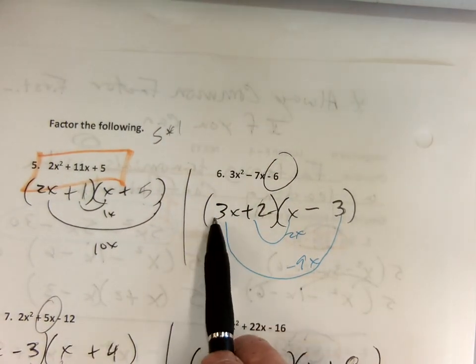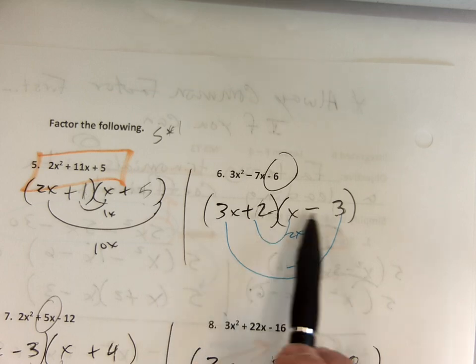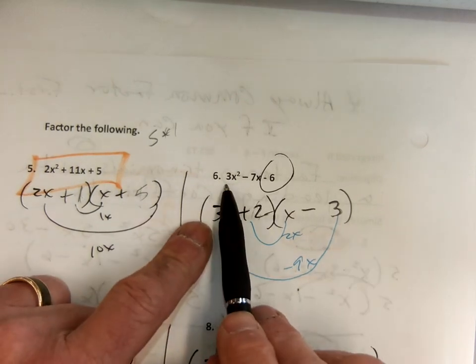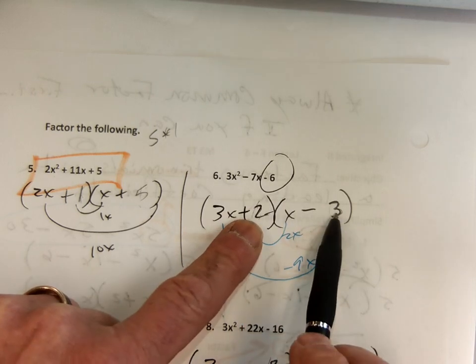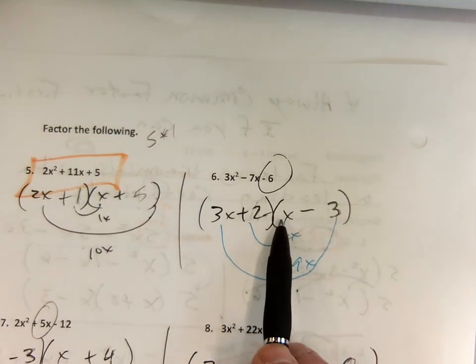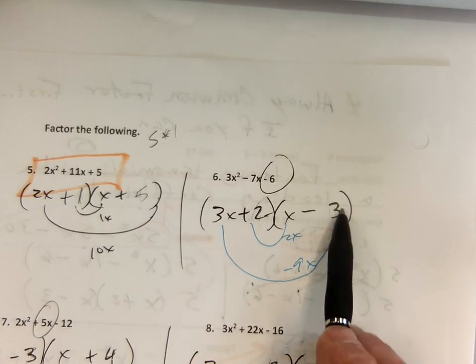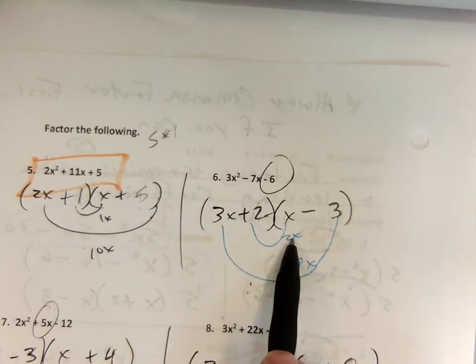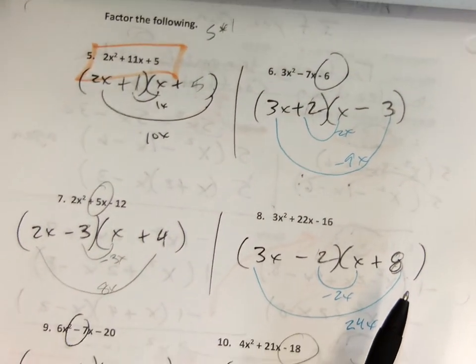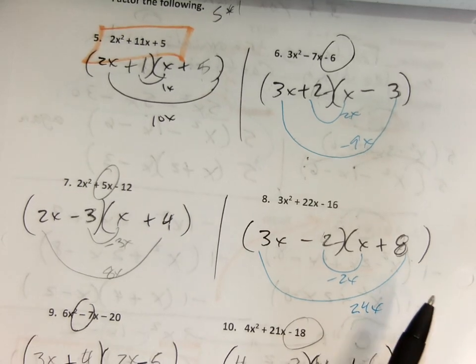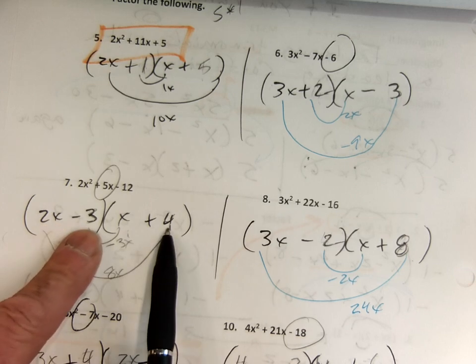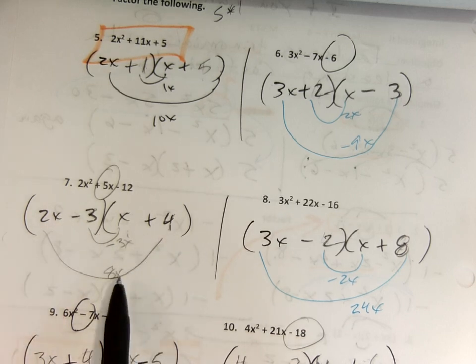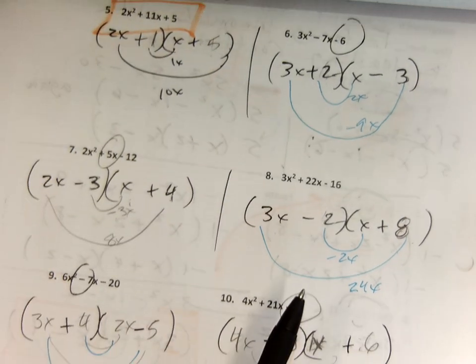Number 6, I'm going to factor: parentheses, parentheses. The only way I can get a 3x squared is with a 3x and an x. Multiples of 6 have to be 2 and 3. I put them in a way that positive 2, negative 3, so my double smiley, negative 9x and positive 2x, will make my negative 7x, okay? Number 7, same way. 2x and x, negative 3 and 4 make the 12, and we'll see how we get the 5x, okay?